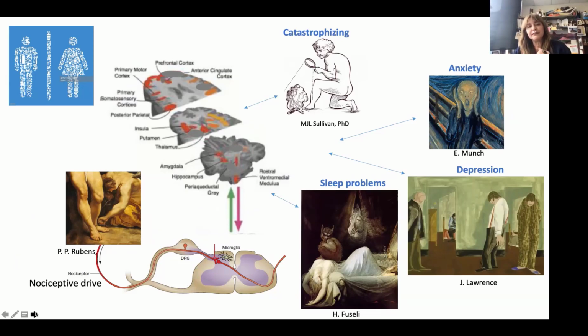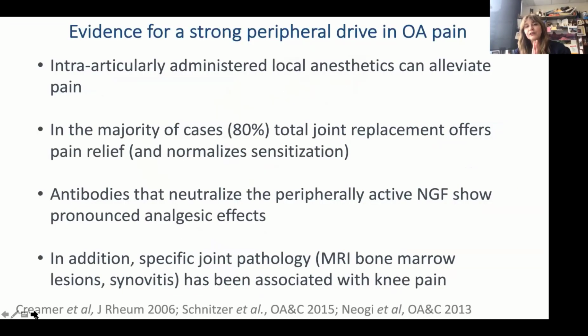So one says, how could we really start studying something as complex in a mouse? Now, in the case of osteoarthritis, the good news is that the clinical evidence is there that osteoarthritis pain has a very strong peripheral drive. And this clinical evidence is listed on this slide. So first of all, intra-articularly administered local anesthetics injected into the joint can alleviate pain. Secondly, in the vast majority of cases, but not all of them, a total joint replacement will offer pain relief.